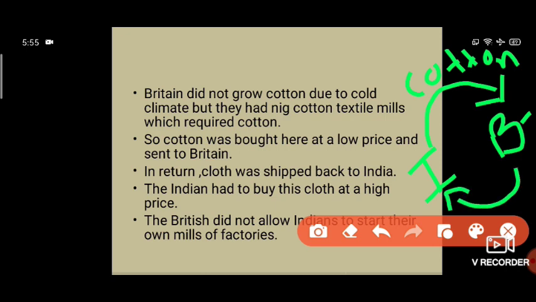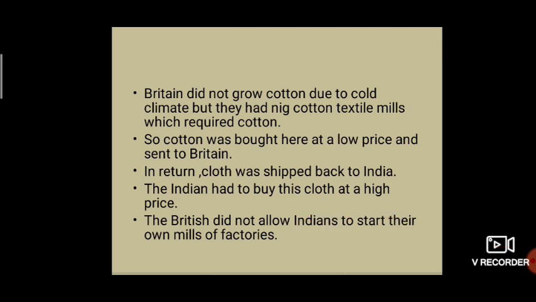Now when they are taking cotton, the prices are very low. Once they make a shirt or a cloth, then they ship it back to India, but here the prices will be very high. So in this way they make money. And the Britishers did not allow Indians to start their own mills or factories. They did not allow Indians to make cloth or their own factories.